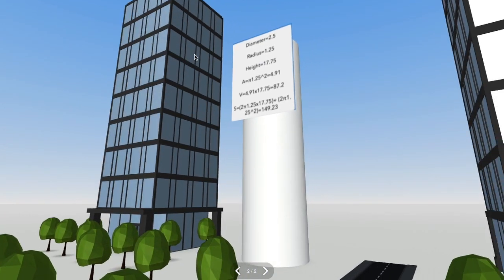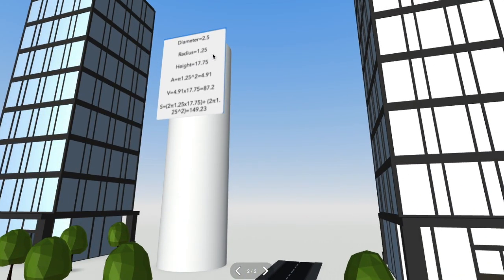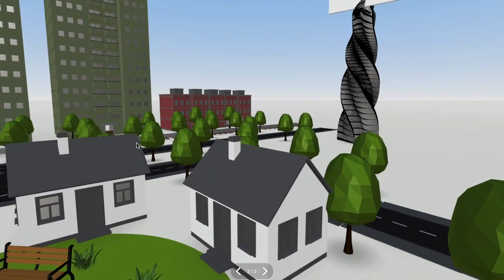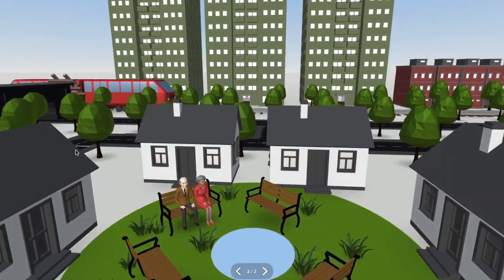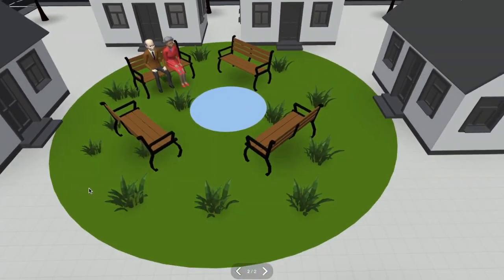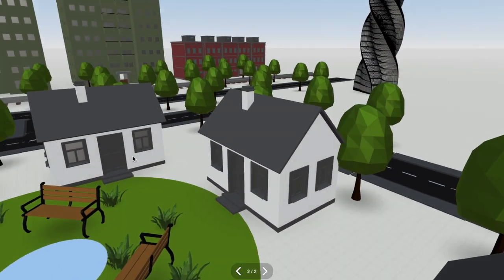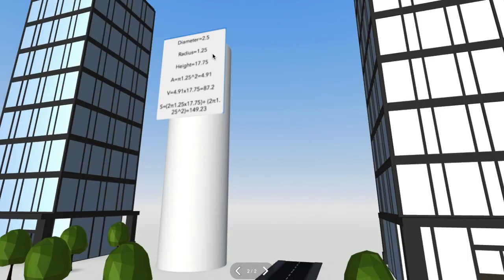So let's dive in. The diameter is 2.5. The radius is 1.25 and the height is 17.75. To get the area of a cylinder, you have to do 1.25 times 1.25, or 1.25 to the power of 2. And when you get 1.25 times 1.25, then you take that answer and multiply it by pi. Then, if you do that all, you get 4.91.